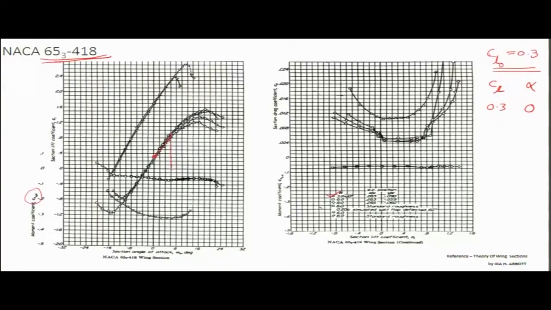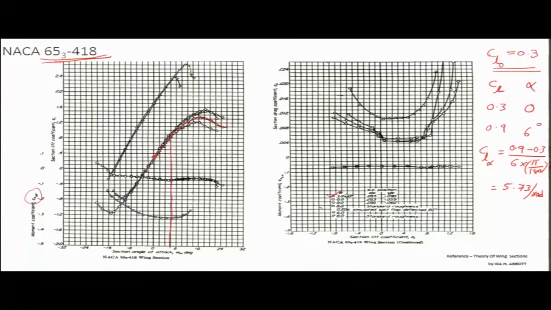The corresponding angle of attack is approximately 6 degrees, because beyond which there is a change in slope and it becomes non-linear. At this 6 degrees angle of attack, the corresponding CL value is 0.9. So, how to find the CL alpha of this curve? Y2 minus Y1 by X2 minus X1, that is CL at alpha equal to 6 degrees, 0.9 minus 0.3, divided by 6 into pi by 180. The answer is 5.73 per radian.